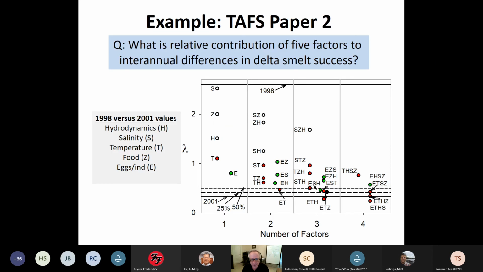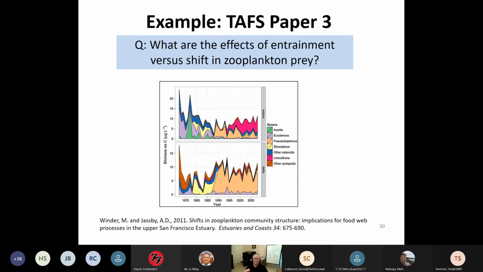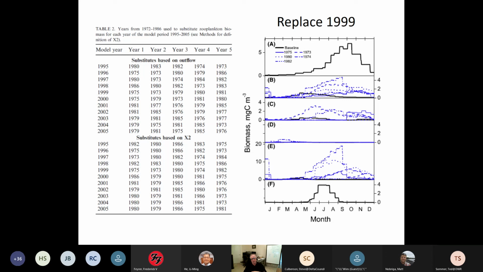Okay, you saw this example before, right? Different years. Again, good years, bad years in a design. A question that we had to do that: what are the effects of entrainment? Another question versus the shift in zooplankton. You saw that. What I didn't show you in module or part 1 or 2, wherever it was, is how did we get the replacement old food in there?